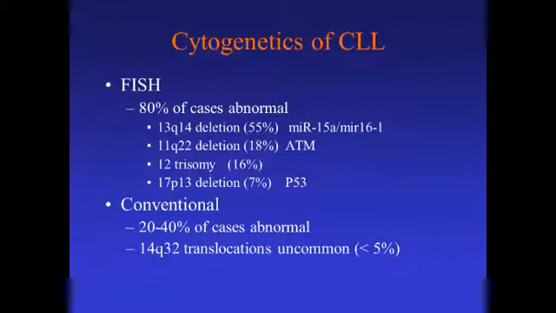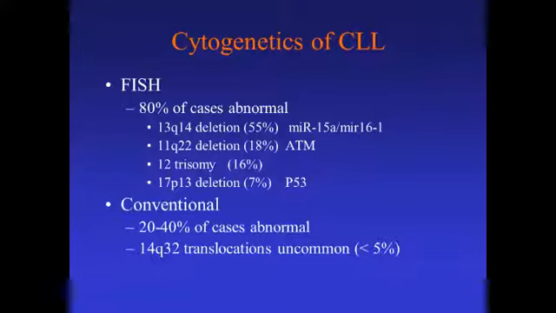So I'm going to just try to say a few things about cytogenetics, because I know Martha's going to talk about this, but about 80% of cases show cytogenetic abnormalities that you can pick up by FISH that are listed here. Deletion 13q in about half the cases. That involves a microRNA, miR-15a/16-1. This is potentially a tumor suppressor that's sort of interesting.